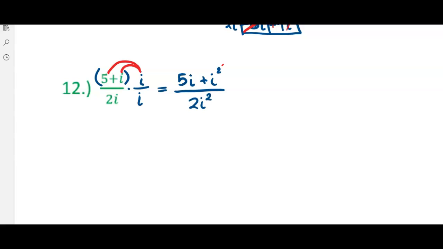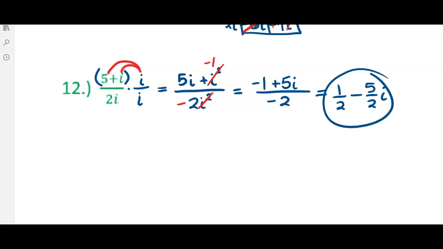All of the i squareds are just negative 1. So I end up with negative 1 for my real component, plus 5i for my imaginary component, over negative 2. Further simplifying, negative 1 over negative 2 is simply 1/2, and then minus 5 over 2i. Final answer.